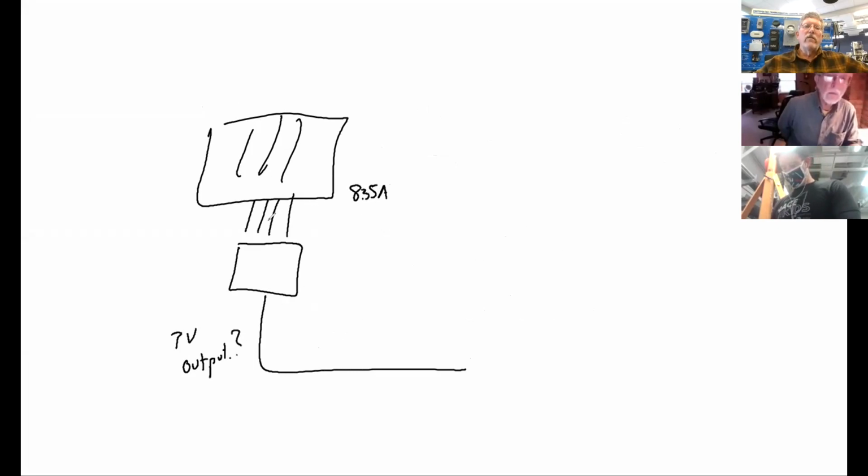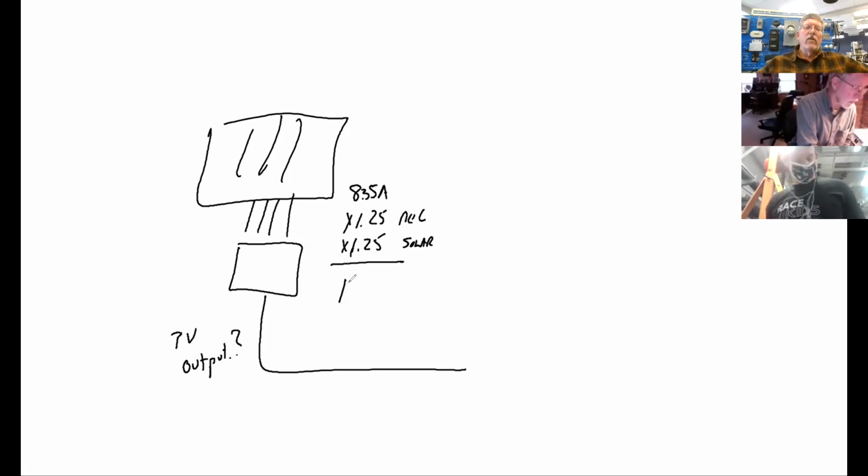So 8.35 each one times 1.25, which is the NEC safety margin. We do that on all wire. And then for solar, 1.25 before it's regulated by a piece of electronics. So we end up at, didn't we do this already? We did this for the breakers. Oh, okay. So that was 13.05.